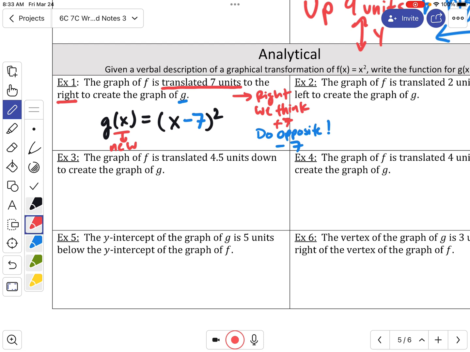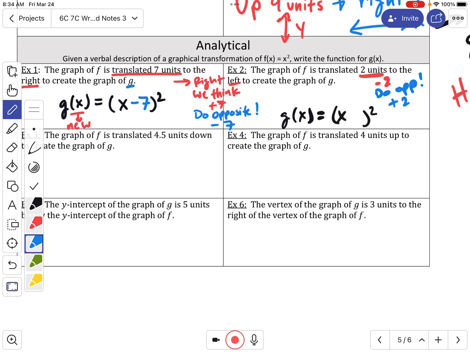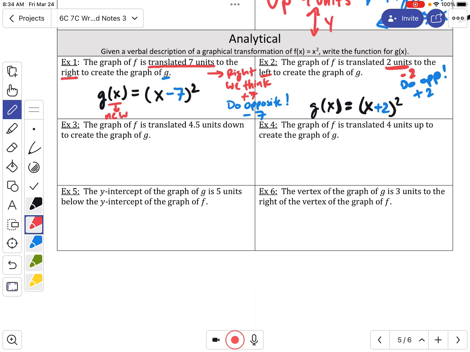So let's try a different one. That way you guys can see. The graph of f, so number 2, the graph of f translated 2 units to the left. So intuitively we are thinking probably -2, but we have to do opposite. So +2. To create the new graph, so g of x, we're moving left to right, so we're inside the parentheses, and we are moving to the left, so plus 2.